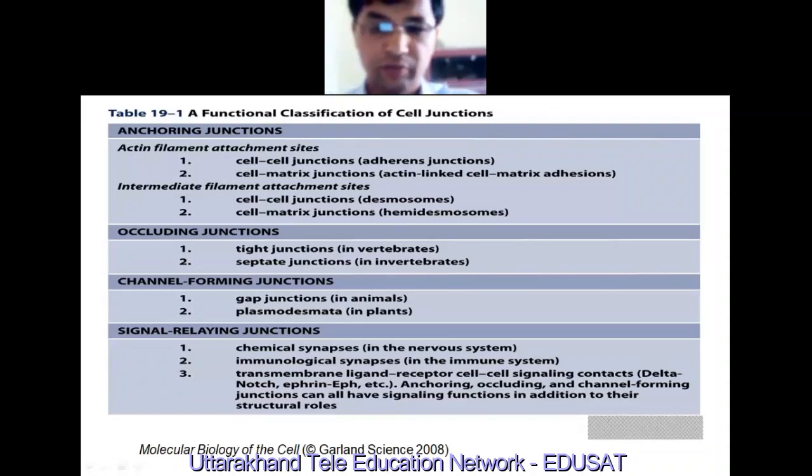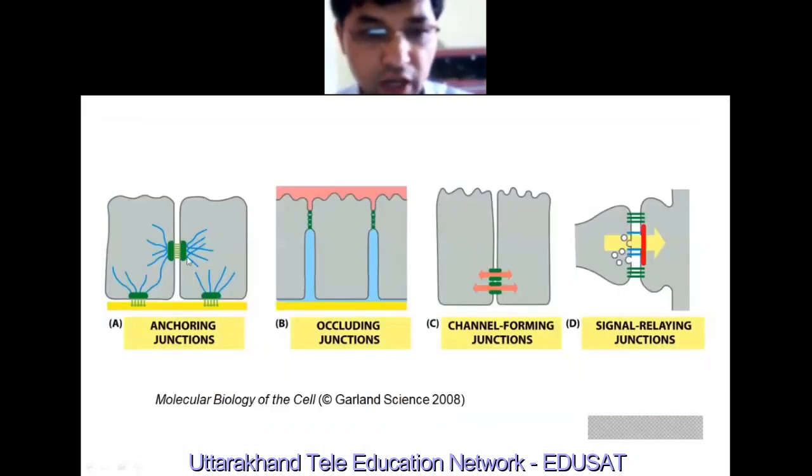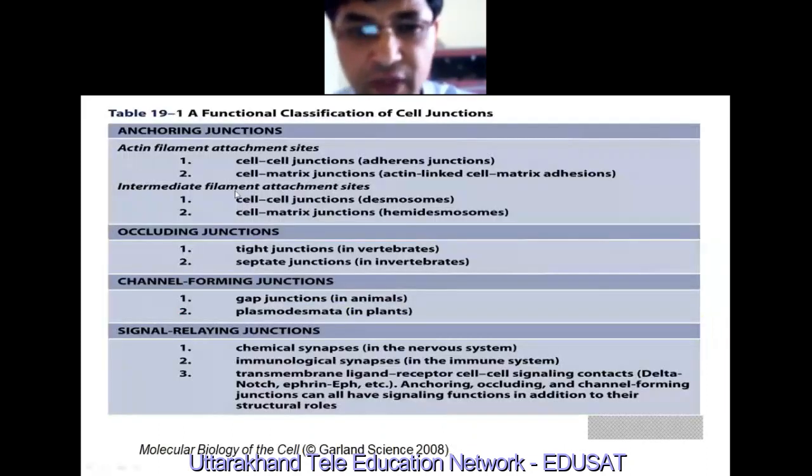Now you focus on these. These are the anchoring junctions. If you remember the structure of the anchoring junctions, these anchoring junctions are supported by cytoskeleton elements. And here you will see the actin filament attachment sites. This is important: actin filament attachment site. That means the microfilaments play the role.